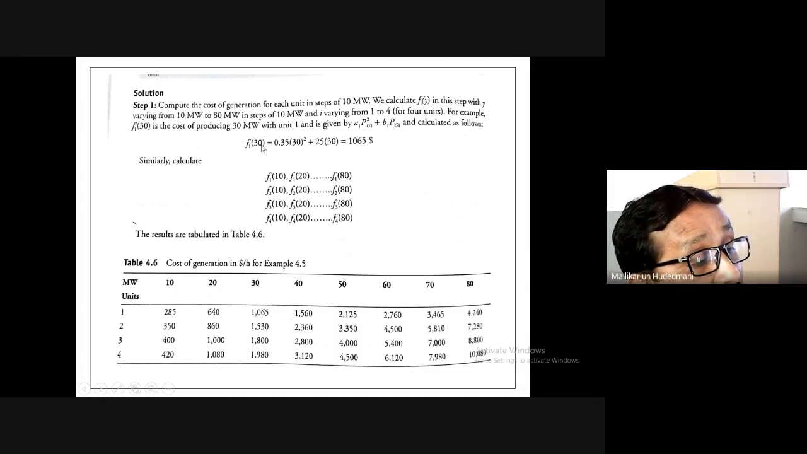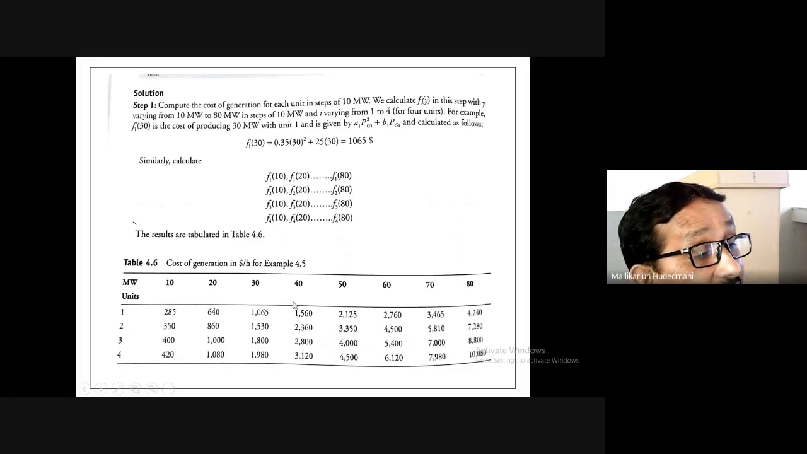Suppose I repeat the same thing for F2: F2 for 10, F2 for 20, up to 80. This is the second row data. You have to initiate a calculation from the fuel cost function of machine number 2 with 10, 20, 30. Using this calculation, the second row is generated. This is a row. Third row for the third machine. Fourth row for the fourth machine. You have all four rows for different load levels.